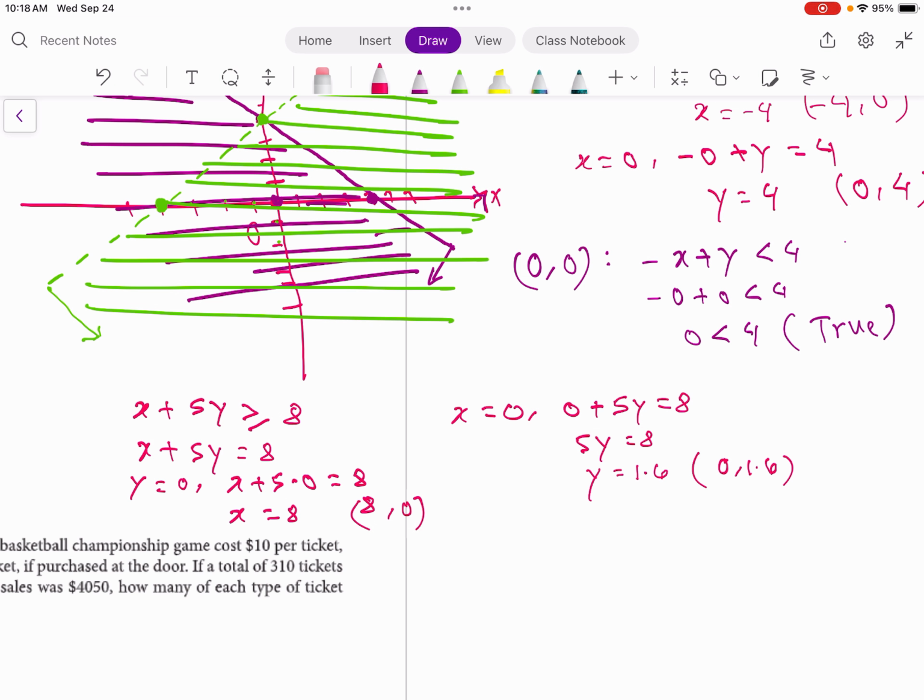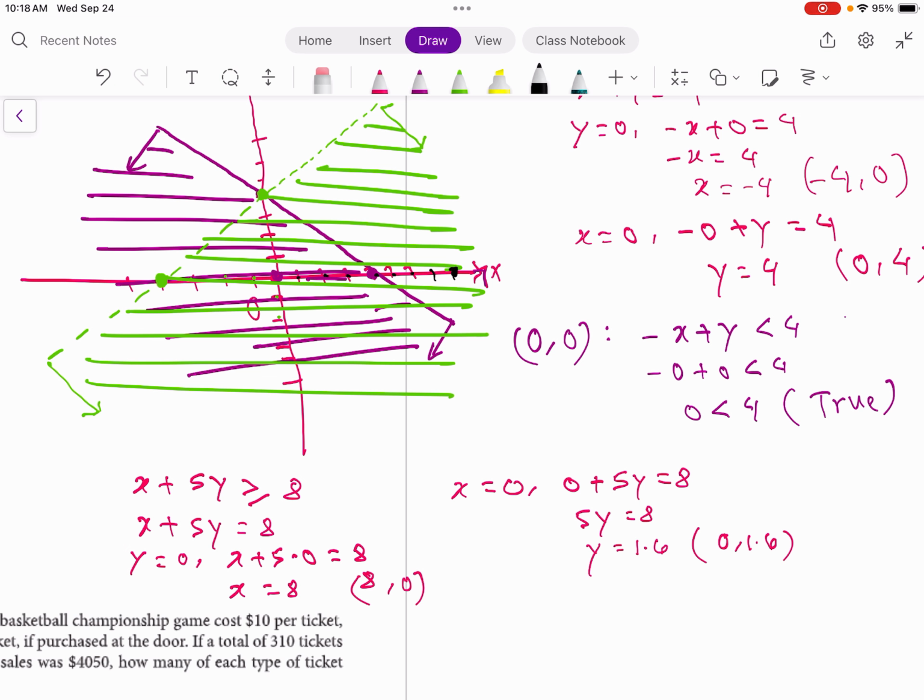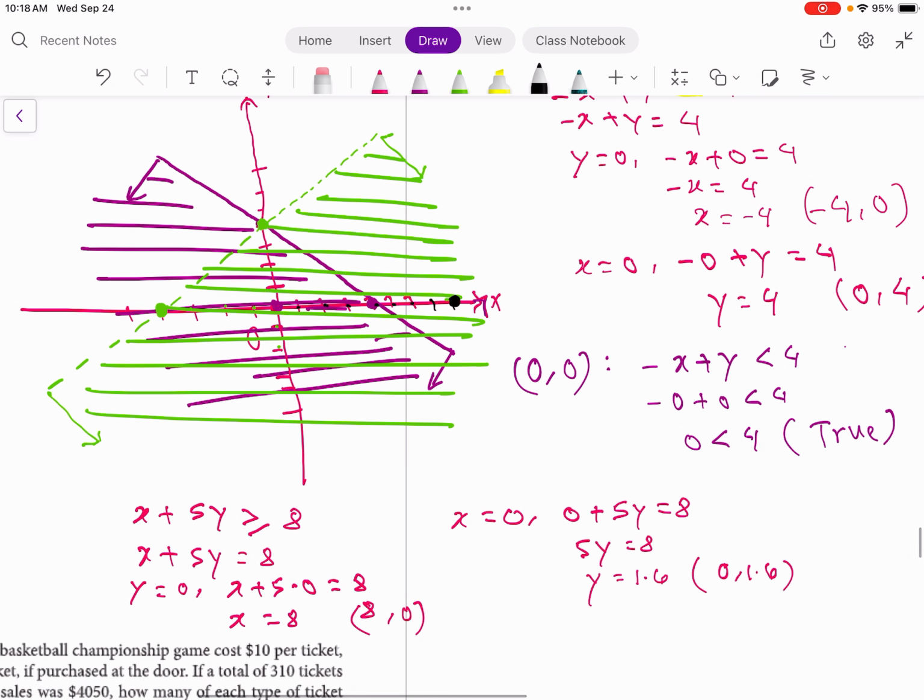Now we plot these 2 points. So 8, 0: 1 2 3 4 5 6 7 8. So 8, 0 is somewhere here. Then 0, 1.6. So this is 1, so 1.6 is somewhere here. Now what line do we use to connect these 2 points? We use a solid line. We have equals to here. So let's use solid line to connect these 2 points.